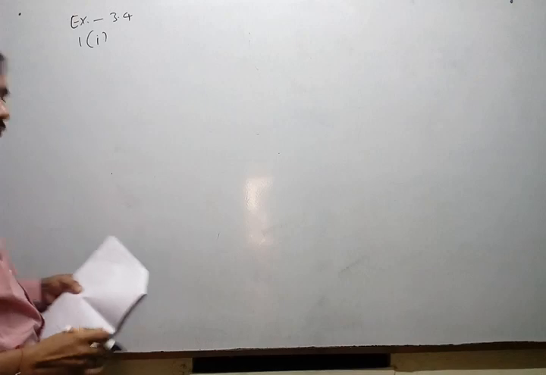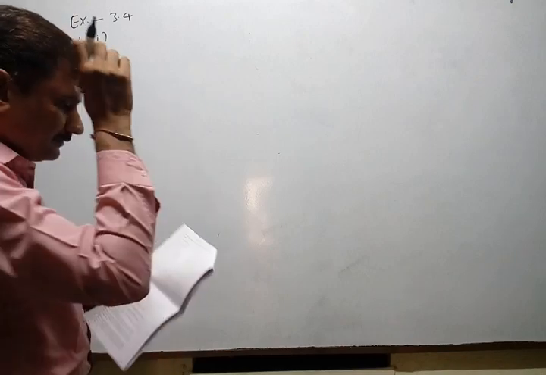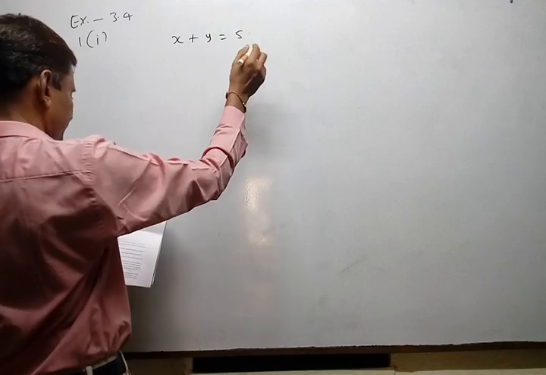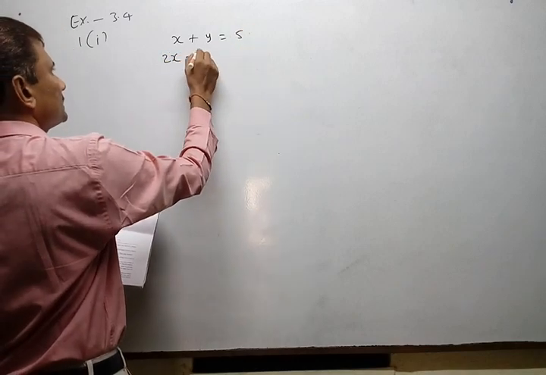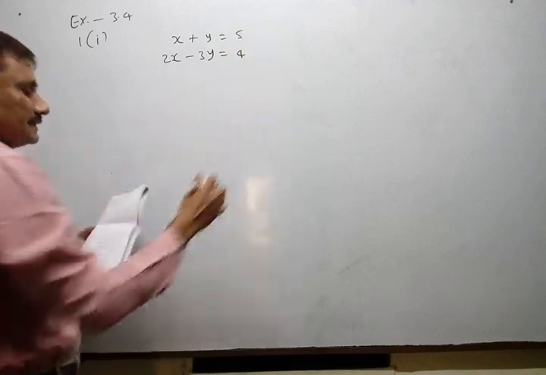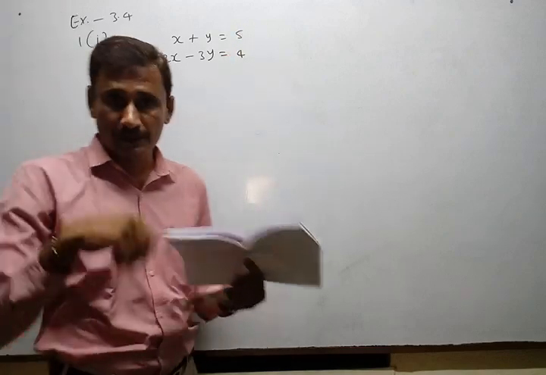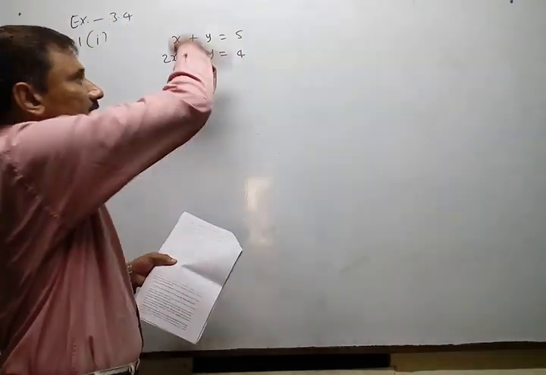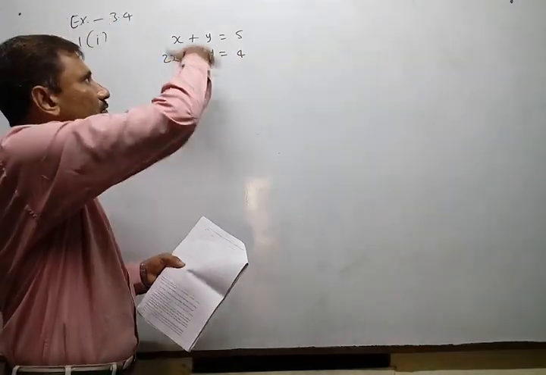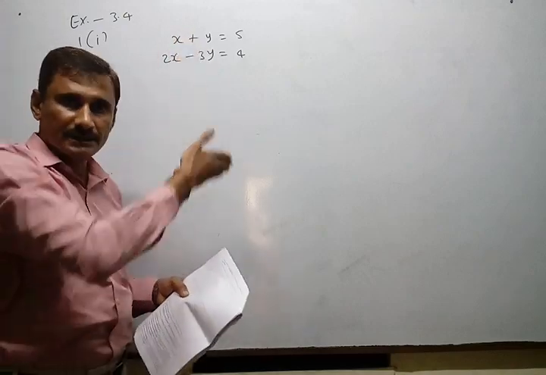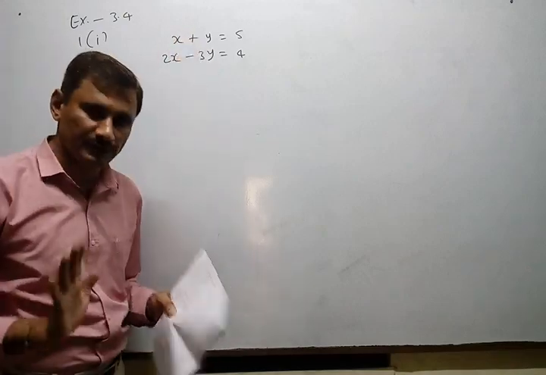Two equations are given. x plus y equal to 5 and 2x minus 3y equal to 4. Now in substitution method, the earlier method, we used to write left, right. Now in this method, elimination method, we have to write up, down. Okay, vertically they are arranged. So this way we have to write always.